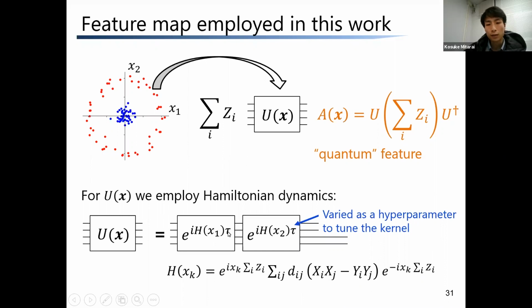And we also have a hyperparameter of the feature map, of the kernel, which is time, like how long this Hamiltonian is applied to the spins.